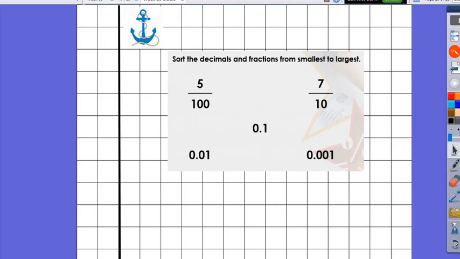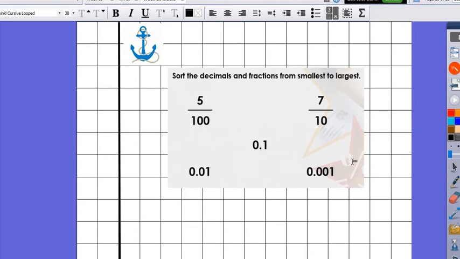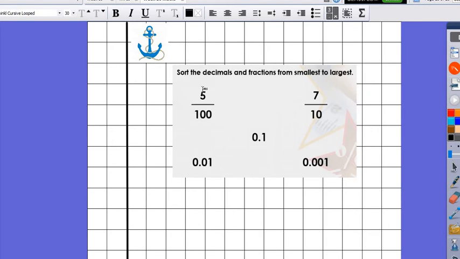Rather than keeping them a mixture of fractions and decimals, we need to change them all to the same unit. So I'm going to change them for ease to all decimals, okay? Because I can see here I've got 3 decimals and 2 fractions, so I'm just going to change 2 of them. So 5 over 100, I know it's going to have 2 decimal places. There's no holes, and so it's going to be 0.05. That's the equivalent decimal. Equivalent meaning the same. Always remember that.